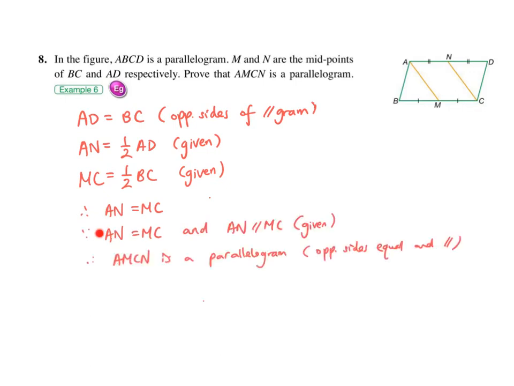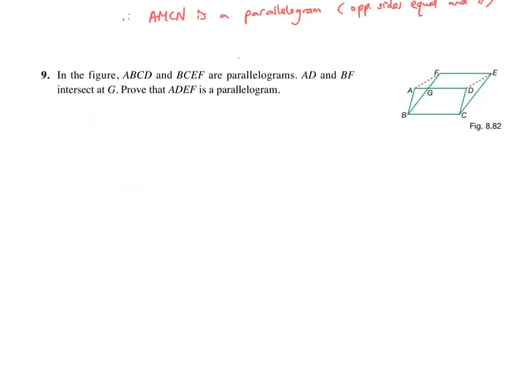Finally, you can write because AN equals to MC and AN parallel to MC. This is given because you know that ABCD is a parallelogram, so you can write given here, or sometimes if you skip given, it is fine. And MCN is a parallelogram. The reason is opposite sides equal and parallel. Okay, now let's look at number 9.